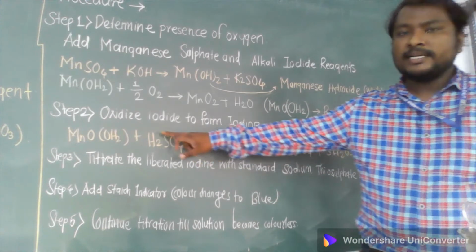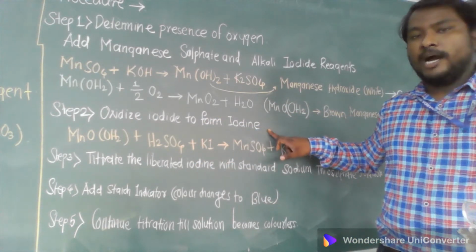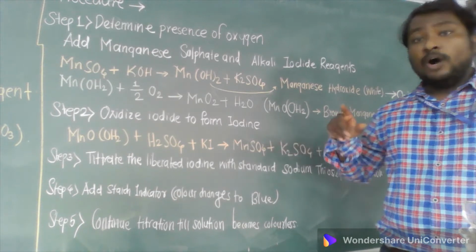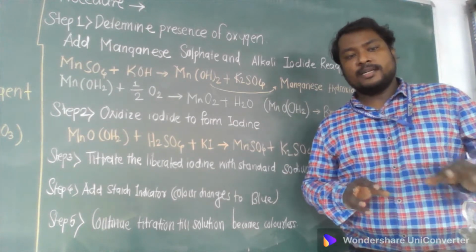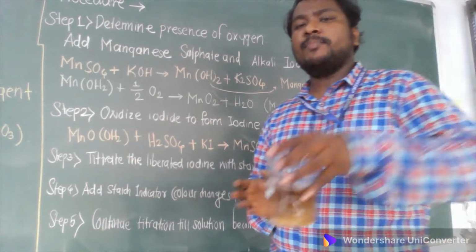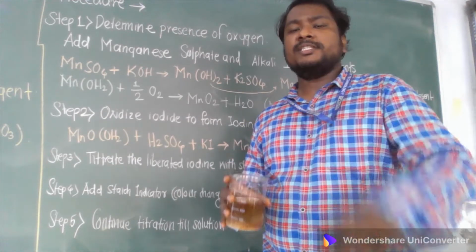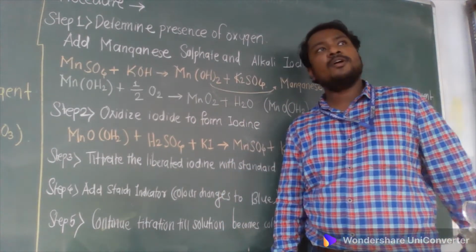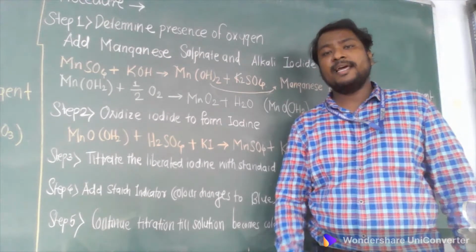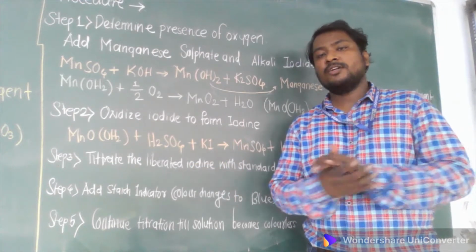Now you will see step number 2, that is oxidize iodide to form iodine. How do we have to carry out the oxidation? Because if we keep the sample steady for one day, 2 days, 5 days, the speed of oxidation is very low. Oxidation is nothing but the reaction of combination with oxygen and liberation of certain gases.